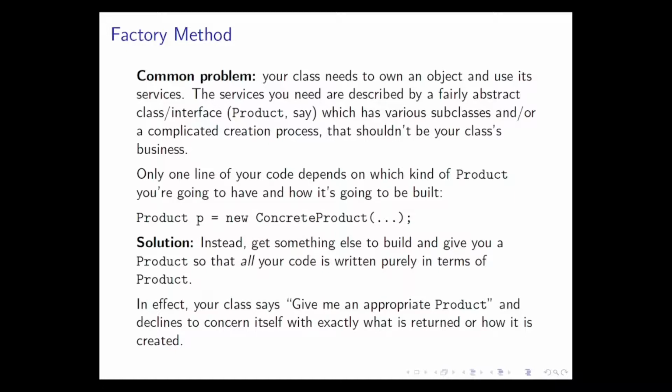So you might start to think, couldn't we get something else to be responsible for that choice of which concrete product we're actually going to get an instance of, so that our potentially very complicated class, which logically only depends on things that are true of all products, could also, statically, visibly, only depend on the base class Product itself. So you'd like your code to say, when it wants a product, give me an appropriate product, without concerning itself with exactly which product object is returned, or indeed how it's created. So Factory Method is a pattern that lets us do that.